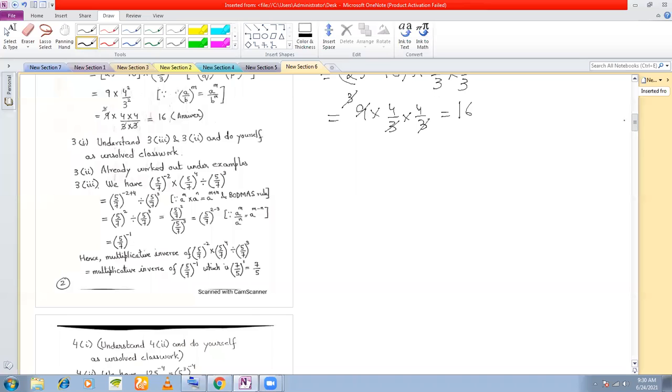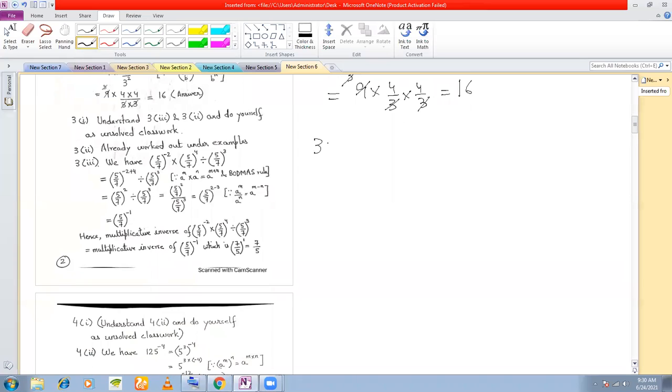Okay. Next one is to simplify. And the last one for today. Go over all these sums here. Question is 5 by 7 to the power of minus 2 into 5 by 7 to the power of 4 divided by 5 by 7 whole cube.